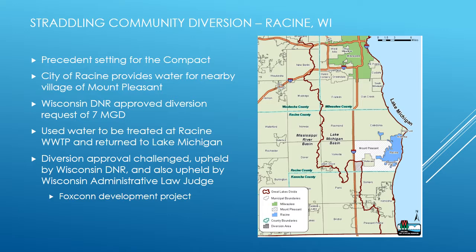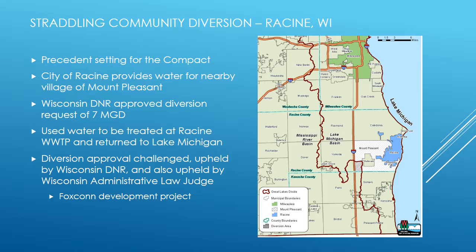The diversion area includes part of the area identified by Racine County as the future site of the Foxconn Technology Group development project, which has made national headlines for both political and economic reasons during the past few years. The diverted water used by the village of Mount Pleasant was to be treated at the Racine wastewater treatment plant and returned to Lake Michigan.